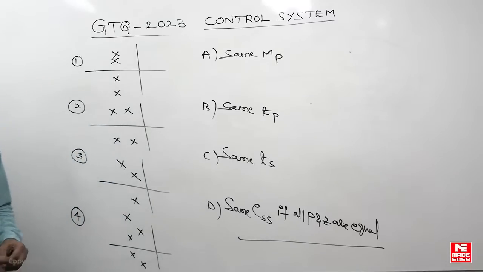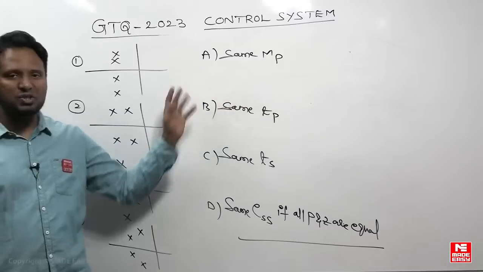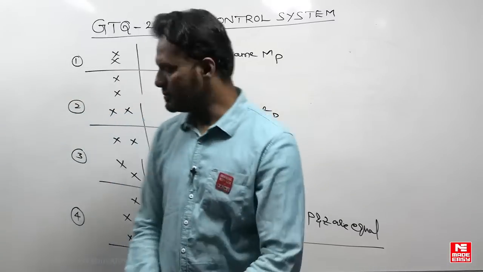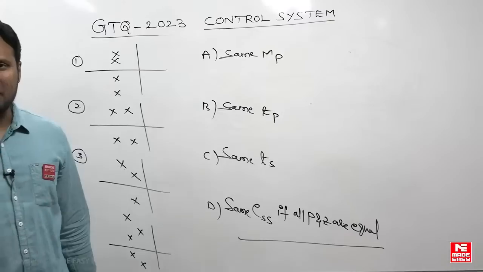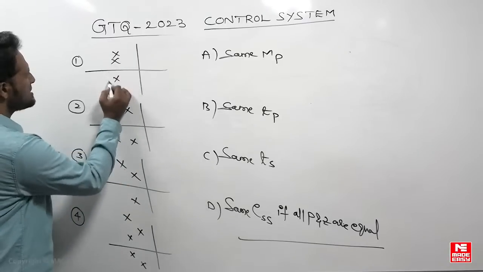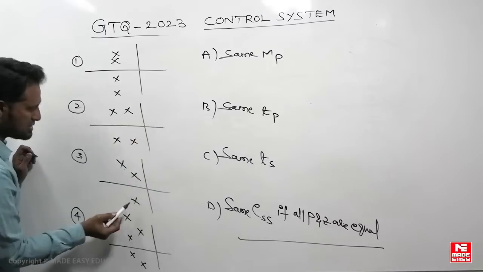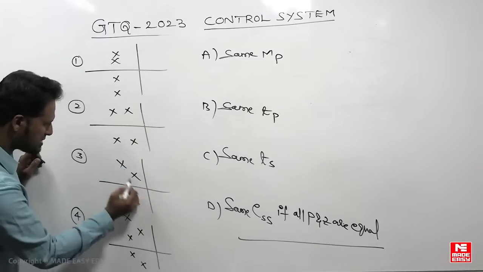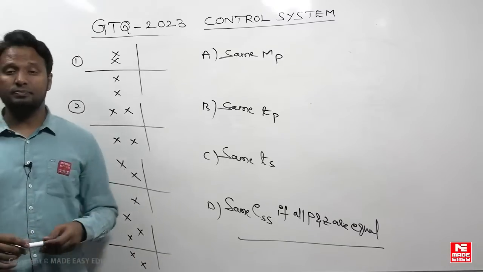Match the following. List 1, list 2. Match the following. These are pole locations of two systems. These are pole locations of two systems. See, this is one system, this is the other system, this is one system, this is the other system.